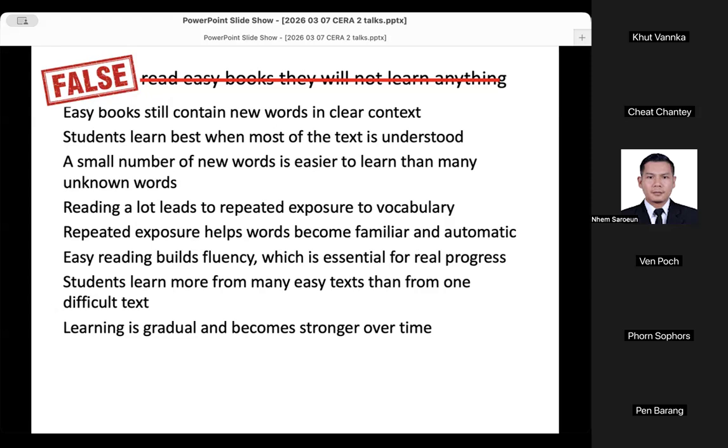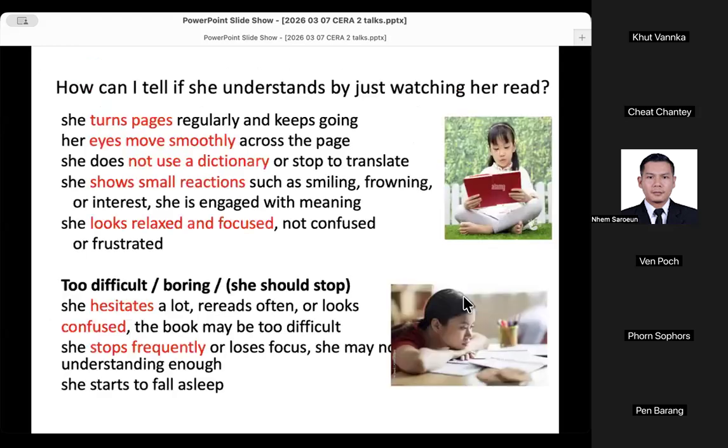By reading a lot, you get repeated exposure to the language. The repeated exposure helps words become familiar, helps words become automatic, it builds fluency, and so on and so on. So reading easy books, absolutely, they are learning a lot. Now, they may not be learning a lot of new words, but that's not what we're doing here. What we're doing is we're building the language system, consolidating and strengthening their words, and building a network of knowledge.